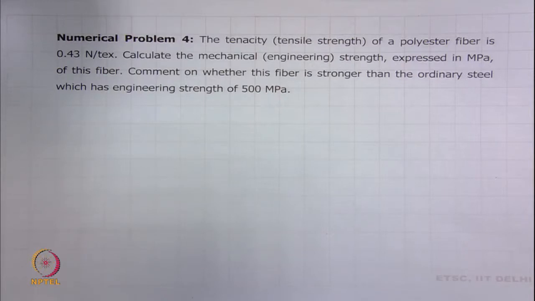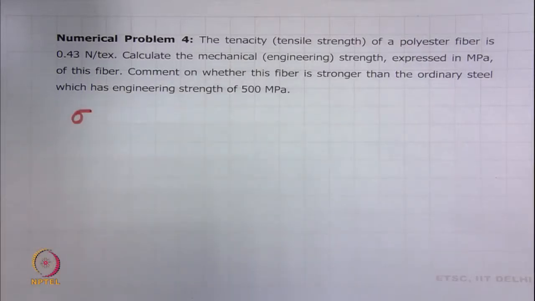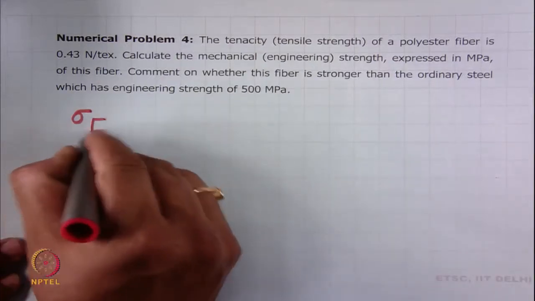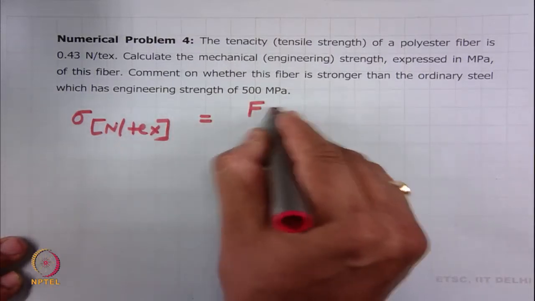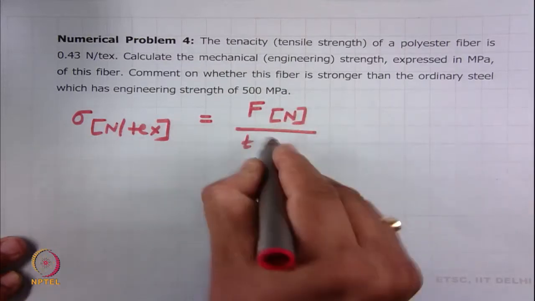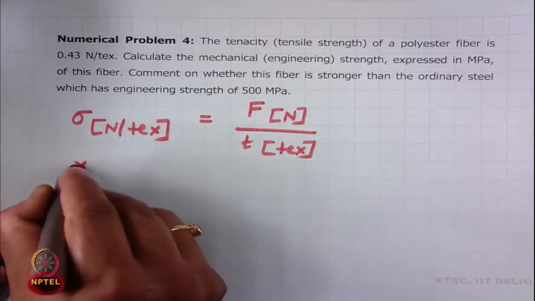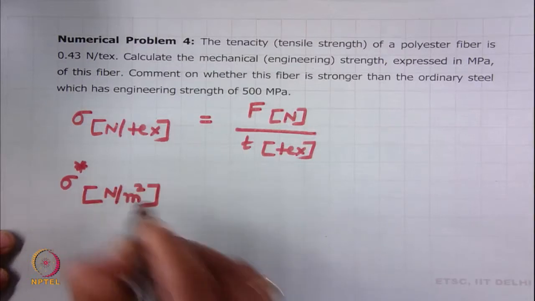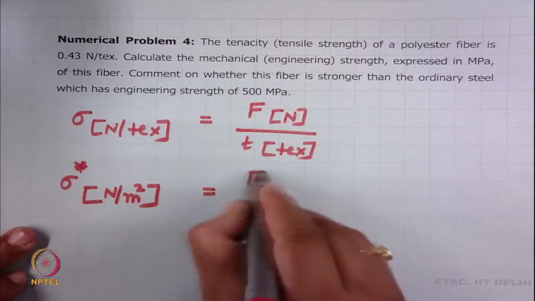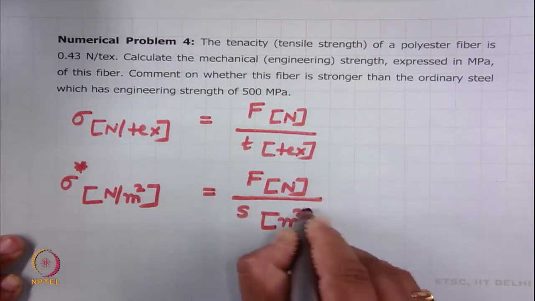Okay. So, if you recall, we used the symbol sigma to denote tenacity, tensile strength, in Newton per tex, equal to breaking force F over tex. And we use sigma star to denote engineering strength, in Newton per meter square, breaking force in Newton F over cross-sectional area in meter square.